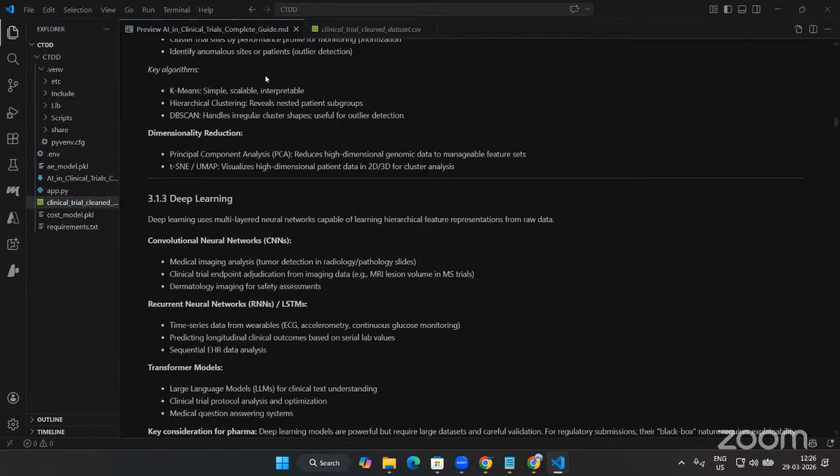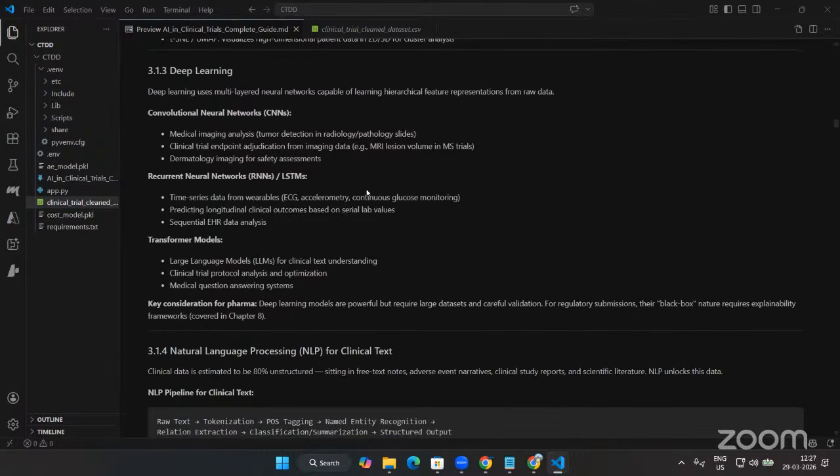Then the next part we have is deep learning. Deep learning uses multi-layered neural networks capable of learning hierarchical feature representations from raw data.